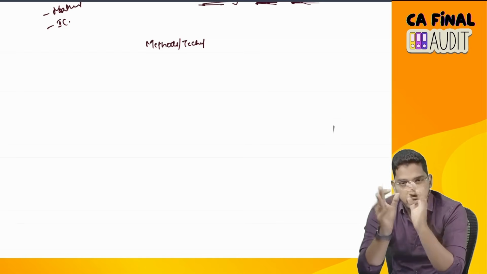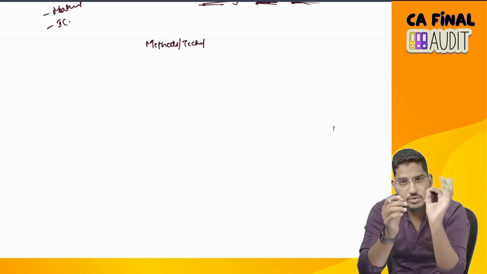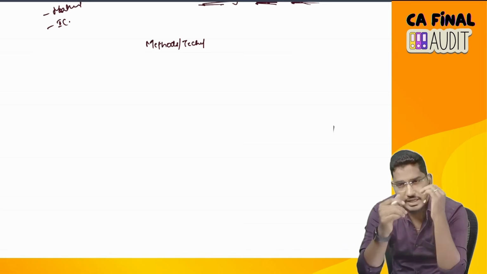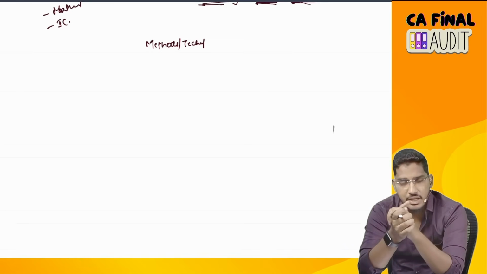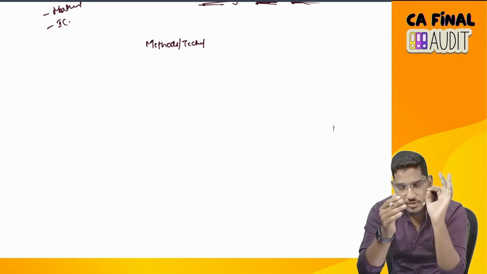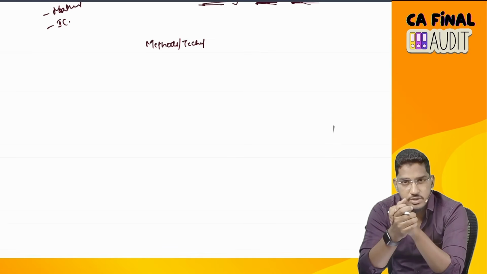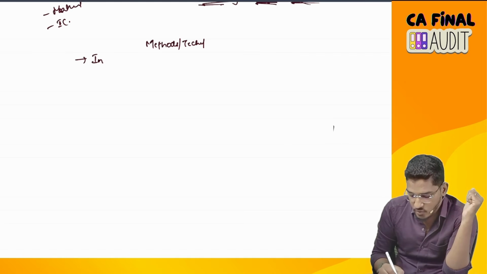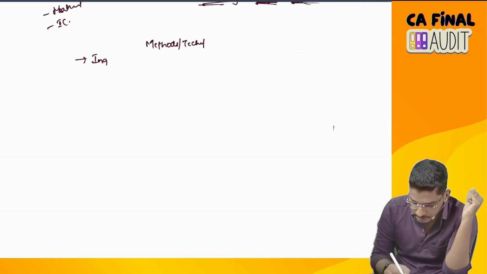So across the world, universally, anywhere you do the audit, for obtaining audit evidence, we have only 7 methods or 7 techniques available. Wherever you go in the world, if the audit is happening at any such place, there are only 7 methods which auditors are using to obtain the evidence. So what are those 7 methods? Number 1 is inspection.